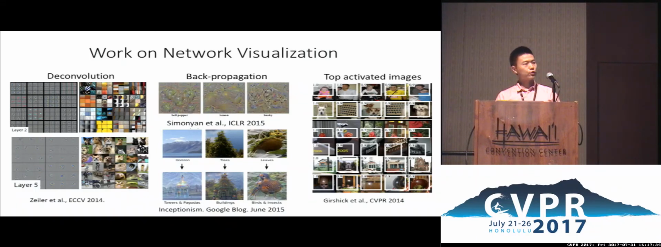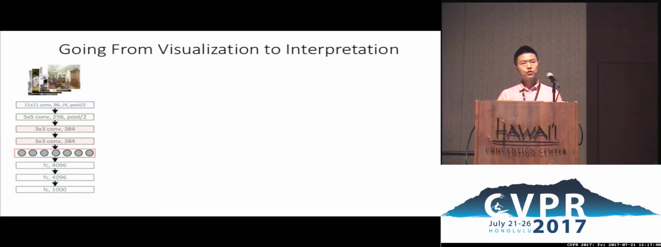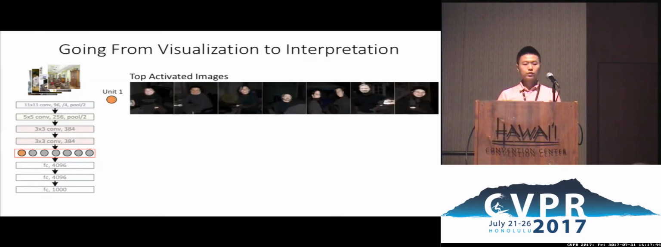So you can see those visualizations are qualitative. How do we quantitatively analyze those internal units? Here we want to go from visualization to interpretation. Given any network weights, we can feed in a lot of testing images. Then we record the activation at each unit for each one of the layers. Then we can simply rank those images and get the top activated images. Those top activated images are further segmented by the feature map of the given unit.